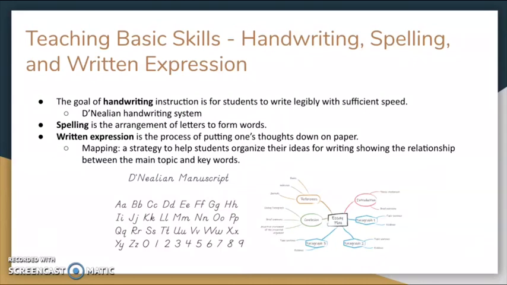Written expression is the process of putting one's thoughts down on paper. Several skills are required, such as handwriting, spelling, punctuation, and capitalization, as well as language skills, such as knowledge of word meaning and grammar. It also requires thinking skills, such as organization, sequence, and logic.